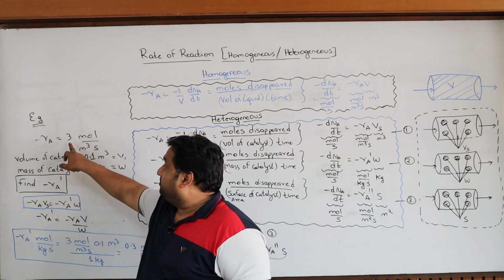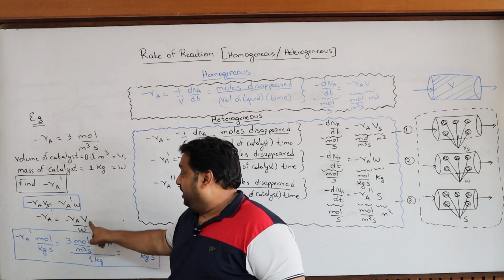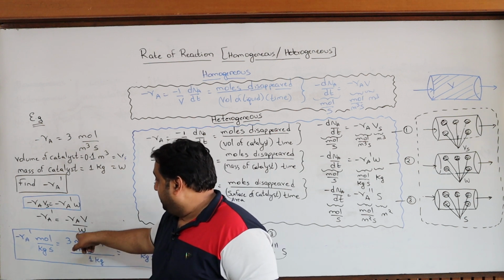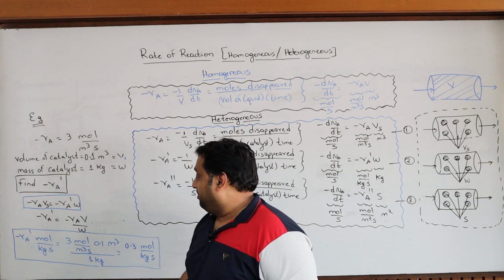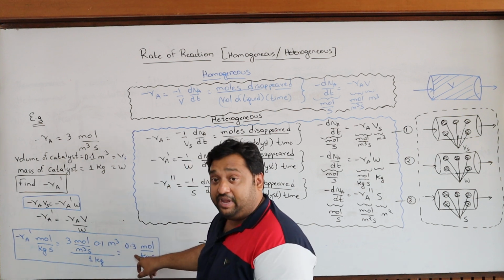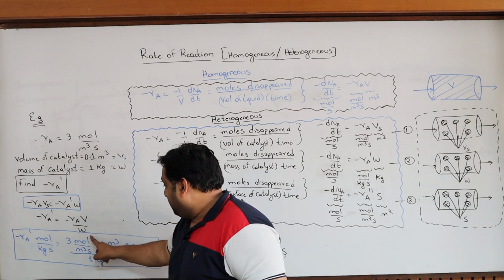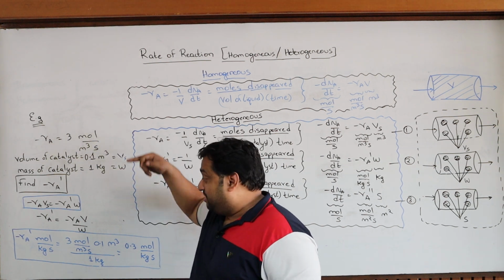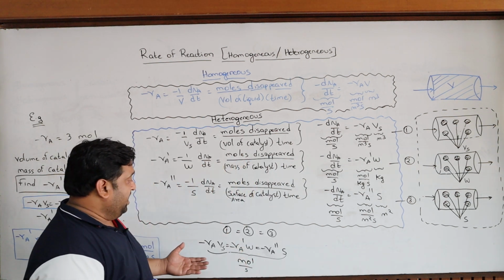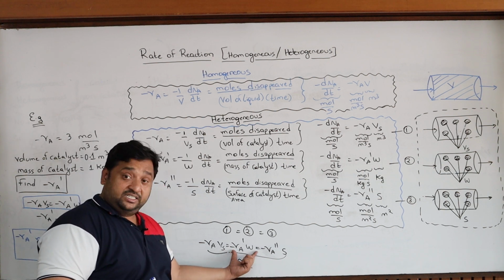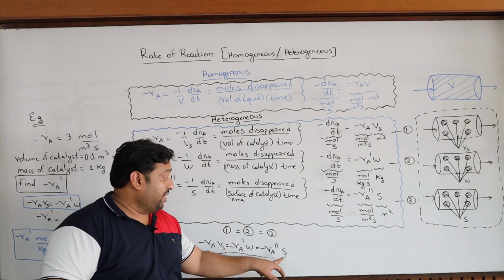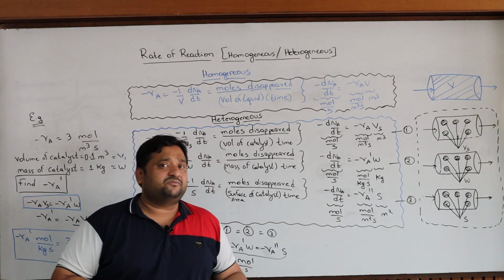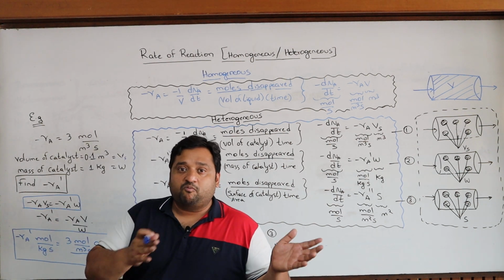I know Ra, which is given as 3 moles per meter cube second, into the volume of the catalyst, 0.1 meter cube, divided by the mass of the catalyst, 1 kg. You can see meter cube cancels out. The final units you get, Ra dash, is nothing but mole per kg per second. That means if you are given Ra, you can find Ra dash. Similarly, if you are given Ra dash, you are able to find Ra double dash, provided you know S and W. That means the surface area of the catalyst is given and the mass of the catalyst is given. Every time you can convert from one rate to another rate.